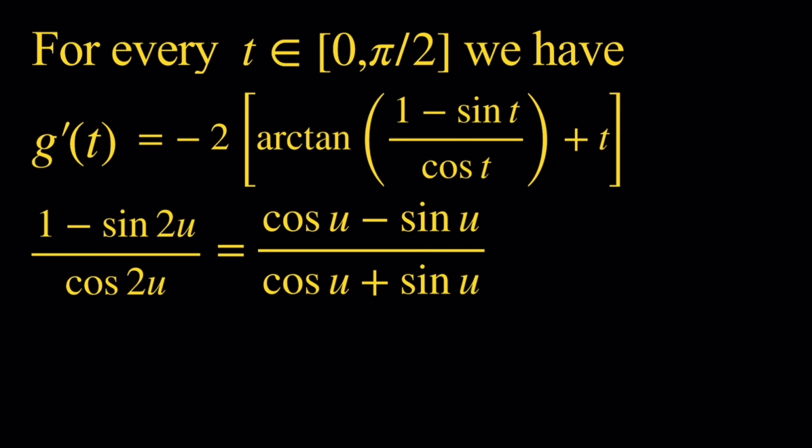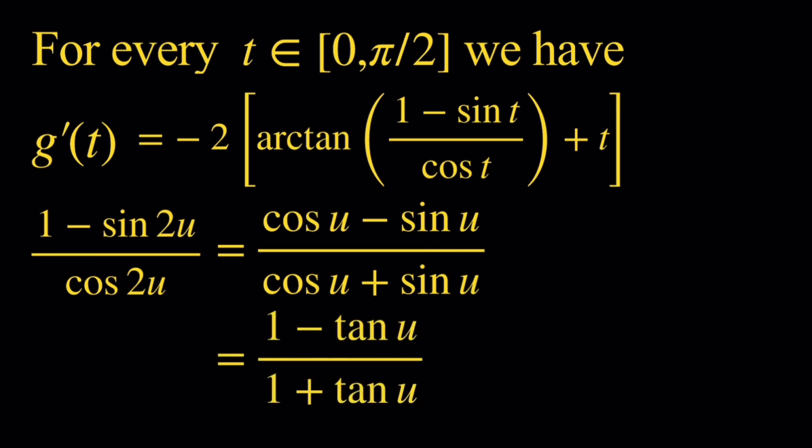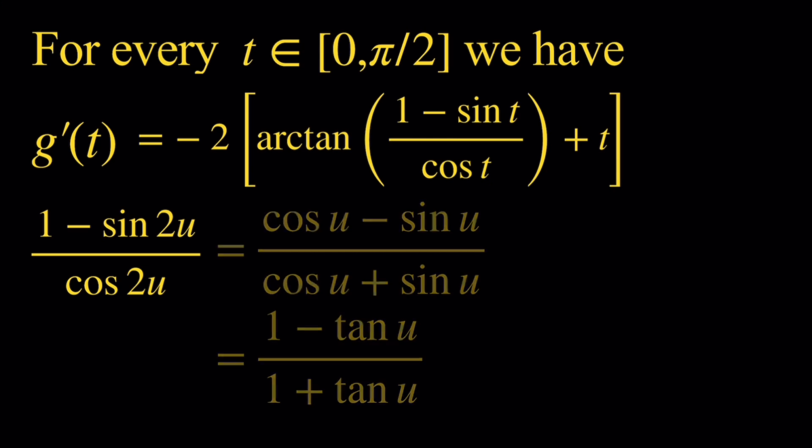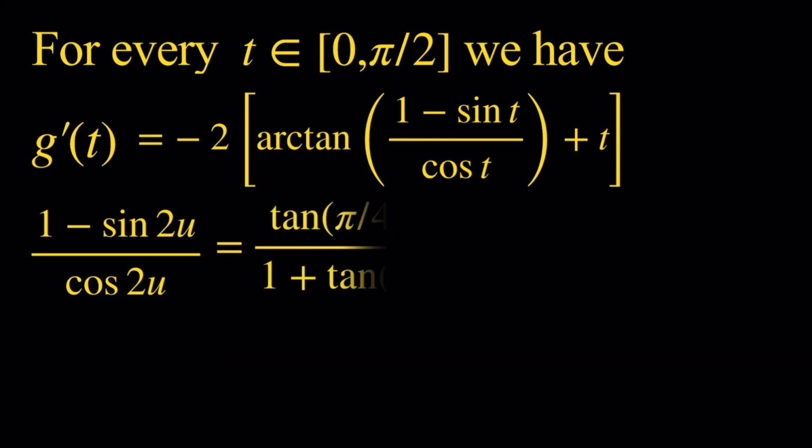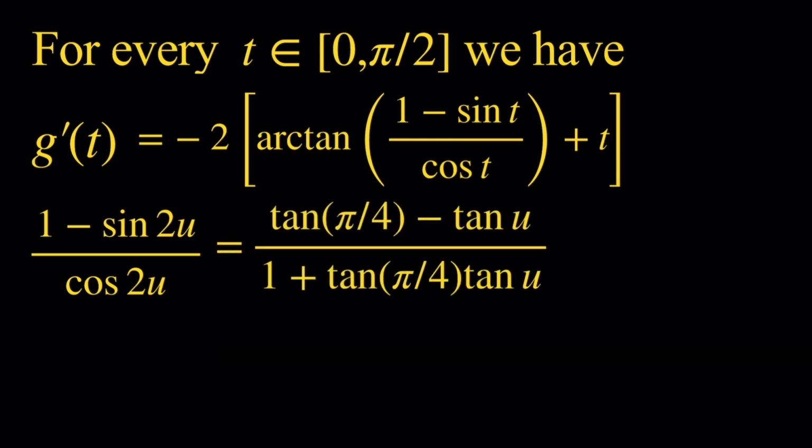Now divide both the numerator and the denominator by cosine of u to get (1 minus tangent of u) divided by (1 plus tangent of u). Okay, so notice that 1 is actually tangent of pi over 4. So we can rewrite this as (tangent of pi over 4 minus tangent of u) divided by (1 plus tangent of pi over 4 times tangent of u), which is simply the tangent of (pi over 4 minus u).